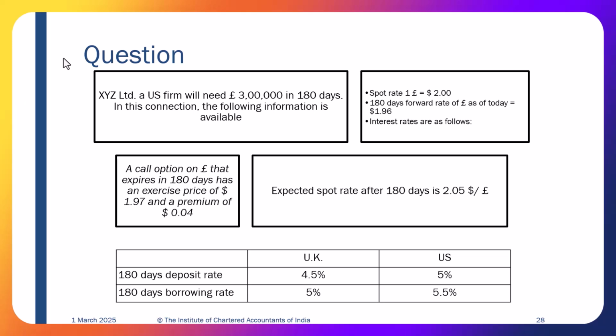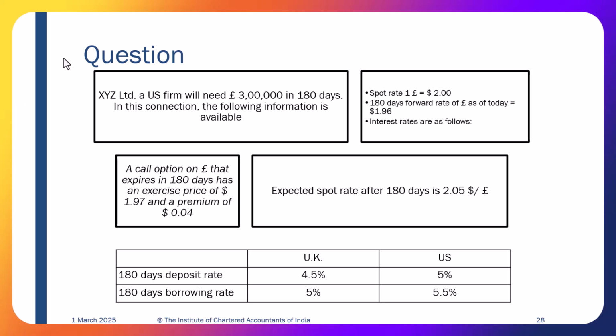Fine. So here, the exercise price was 1.97 dollar per pound. This was the strike price. This is the strike price he has chosen. He is betting on this price and he is paying a premium of 0.04 dollar per pound. He says, I'm ready to pay this premium, but this is going to be my rate.